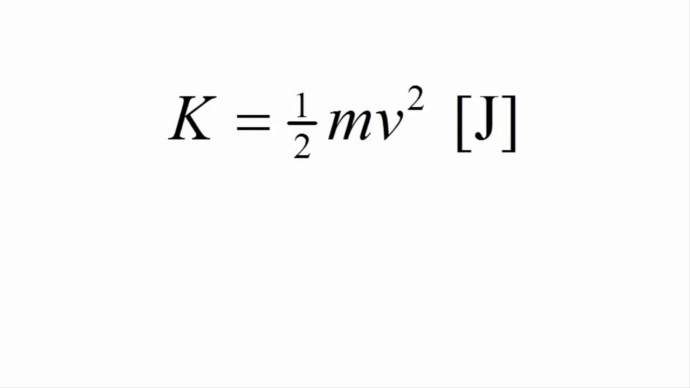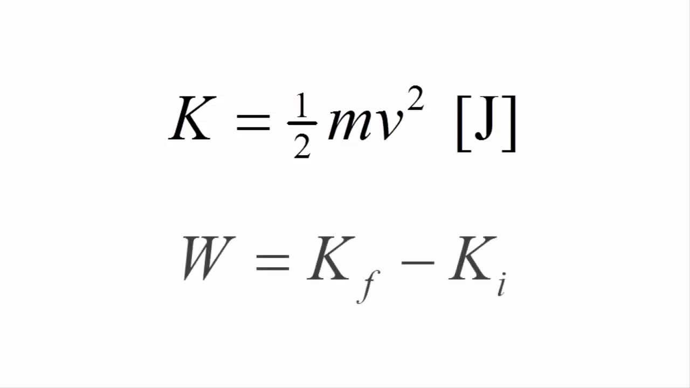In summary, translational kinetic energy is defined as half of the product of the mass and the square of the velocity of the mass. Work is the difference between the final kinetic energy and the initial kinetic energy. When work is positive, then work has been done on the mass and the mass gains energy. When work is negative, then work has been done by the mass and the mass loses energy.